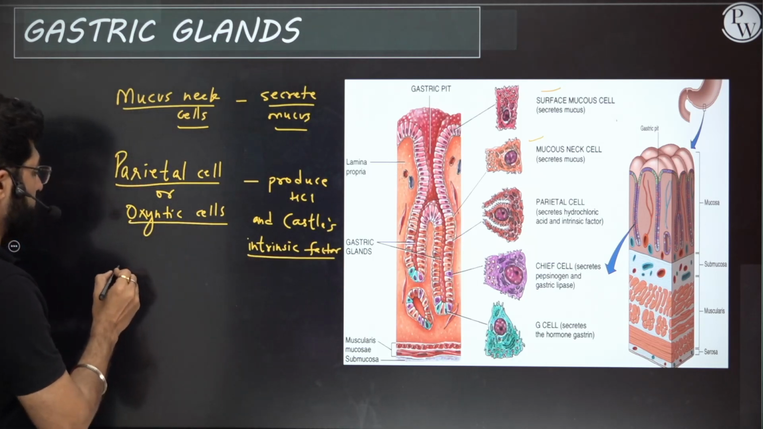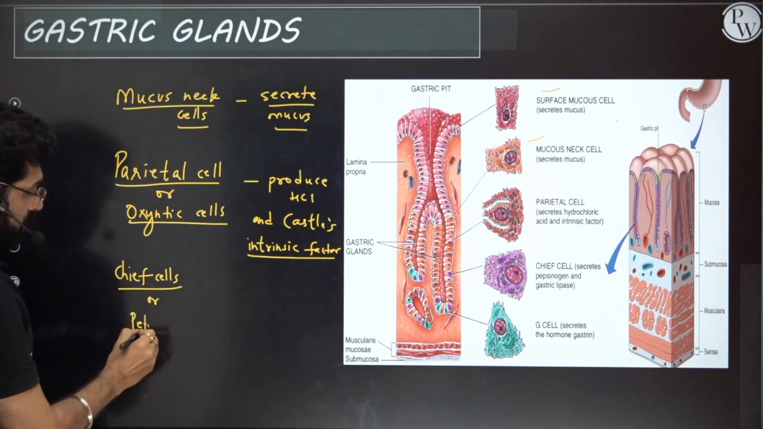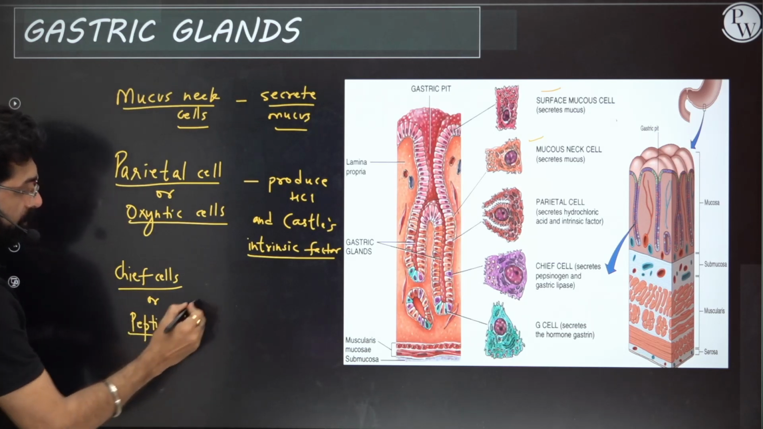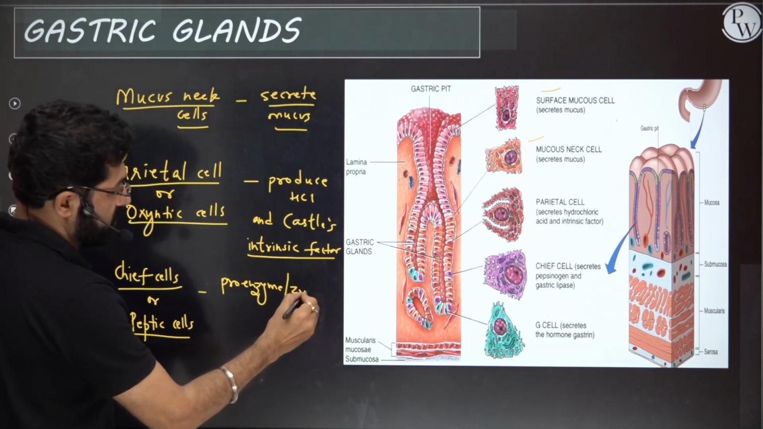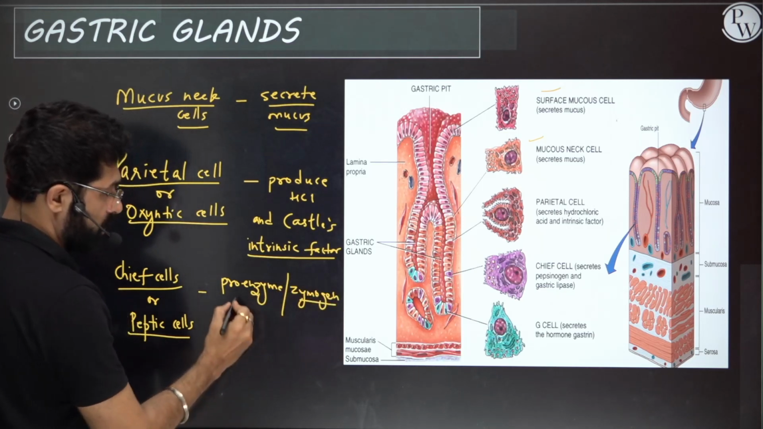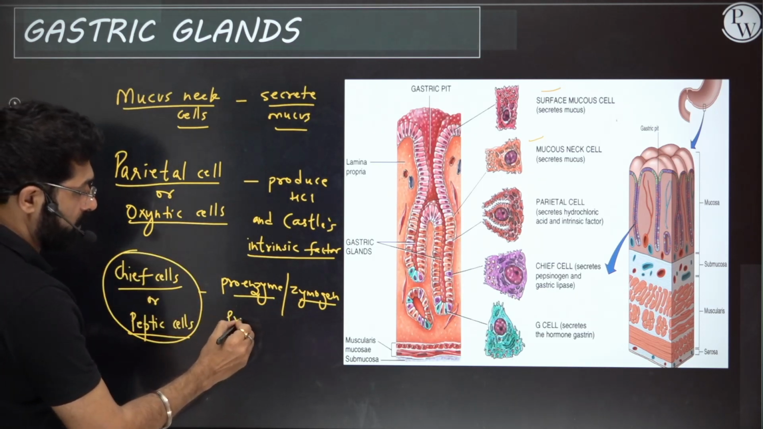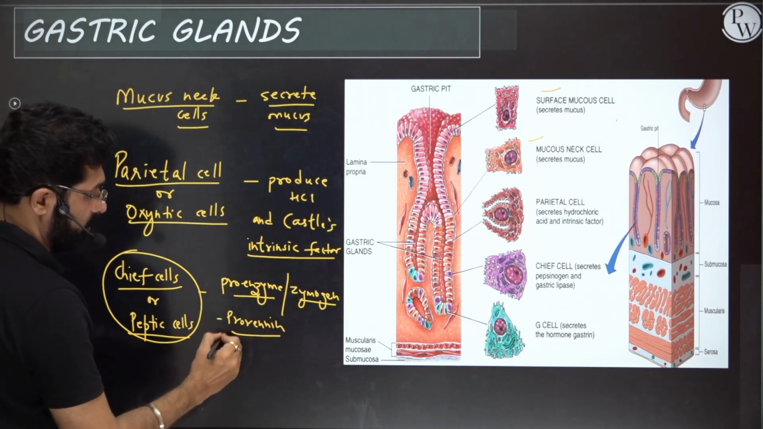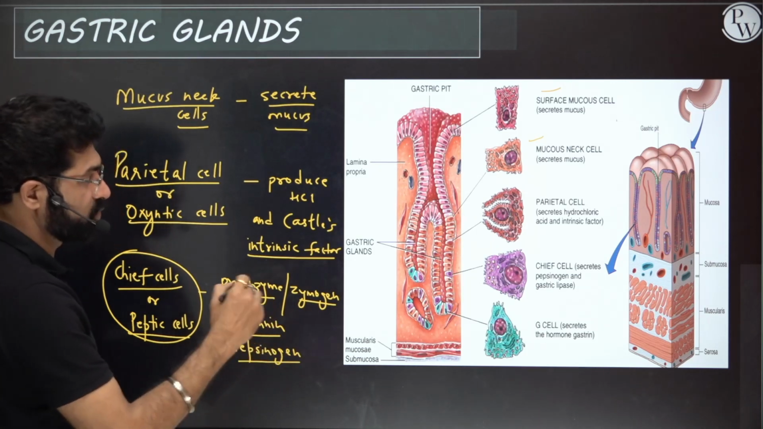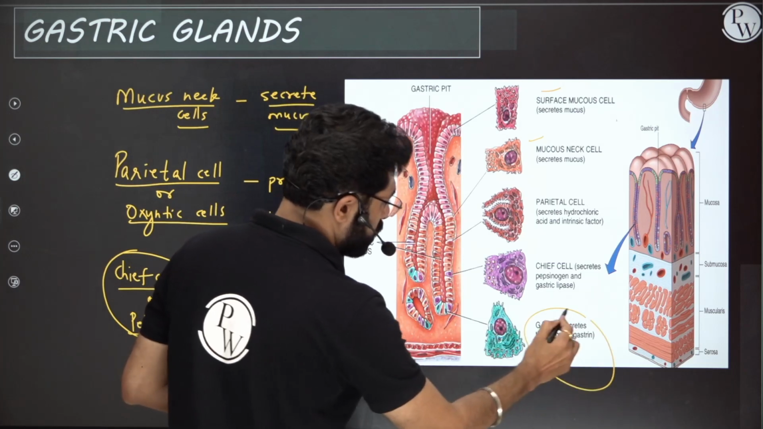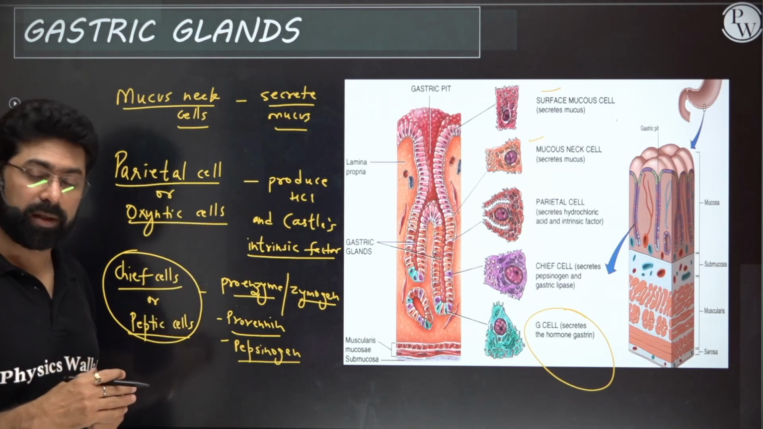Okay. And next comes your chief cells or the peptic cells. These produce the proenzymes, or you can say zymogens. These zymogens or proenzymes are produced by the chief cells or the peptic cells, and those zymogens are prorenin and pepsinogen. Okay, and G cells will produce a hormone called gastrin. You can see here, G cell also produces a hormone called gastrin. So this is a part of gastric glands.